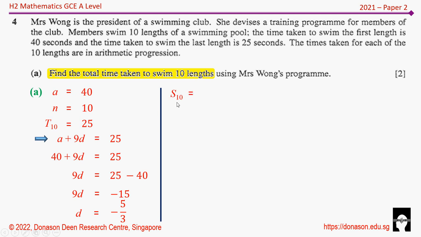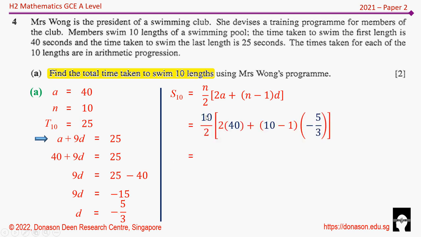So what is the formula for arithmetic progression for sum of n terms? It is n over 2 times (2a plus (n minus 1)d). So that's the formula, and we know that the n value should be 10. So we're going to replace this n and this n with 10. And what's the value of a? a is of course 40. And the value of d we just found earlier, which is minus 5/3. So all that we need to do is to substitute all the respective values accordingly. So n is 10, a is 40, and n is 10 again, and d is negative 5 over 3, which is what we get here.